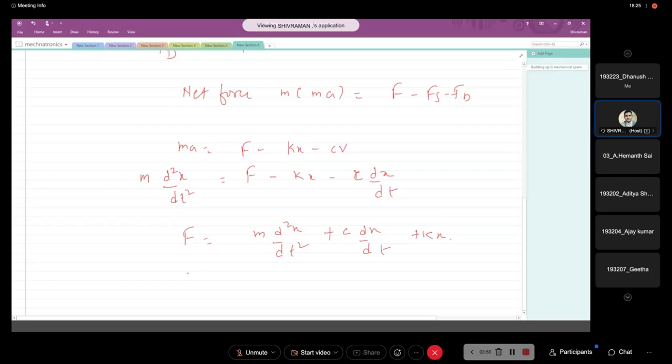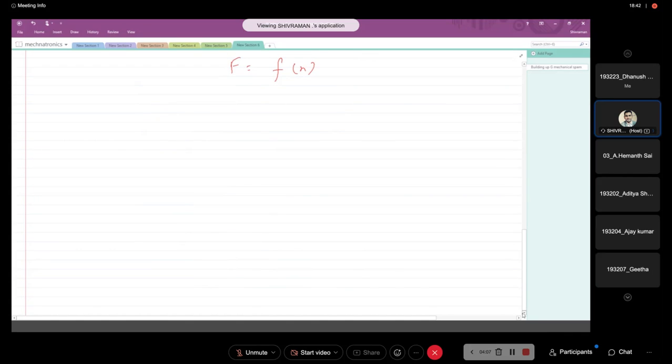Okay. So you got a mathematical model in terms of a differential equation, where F is a function of x, where x is displacement and F is your applied force. So this is the mathematical model that can be developed for different systems. A mathematical model developed for a different system is used to predict the behavior.